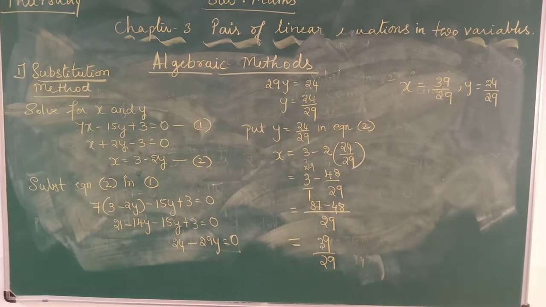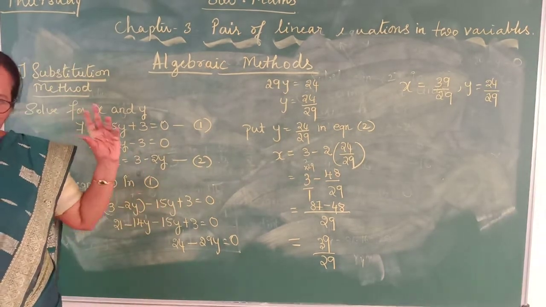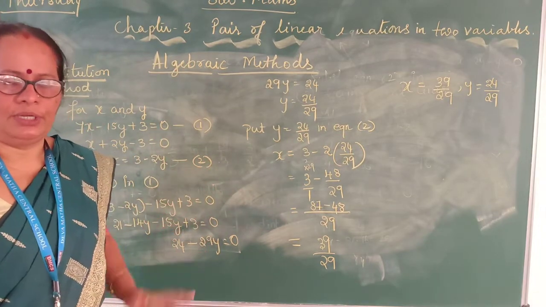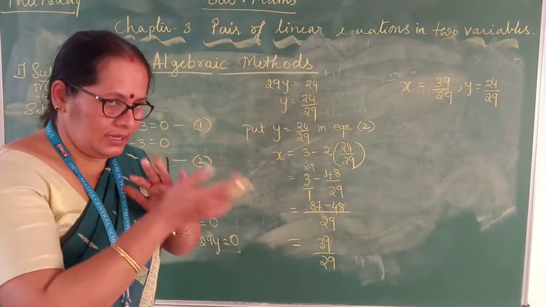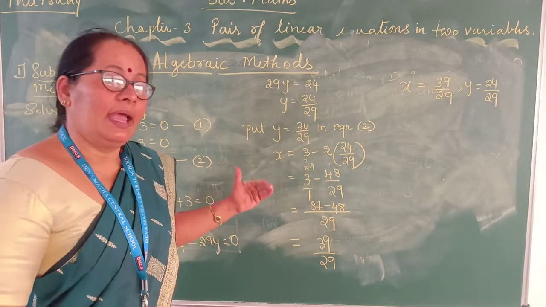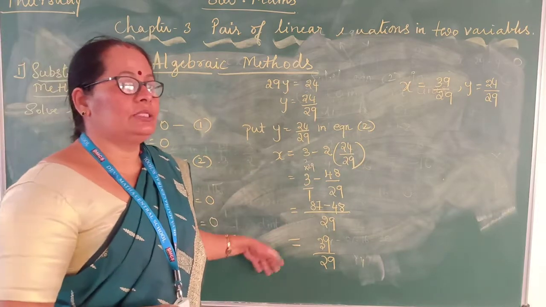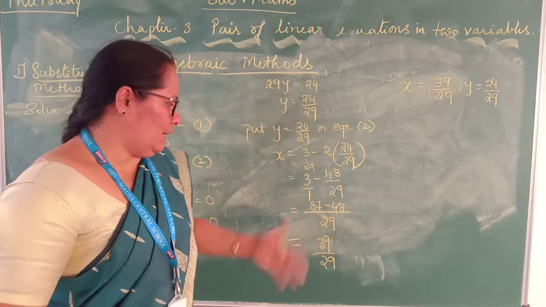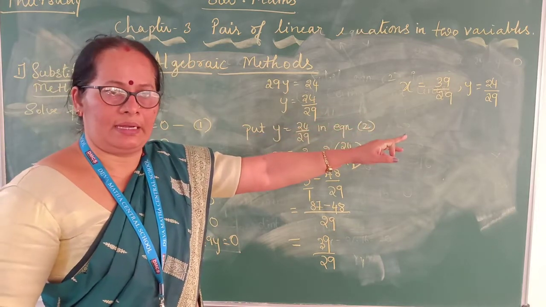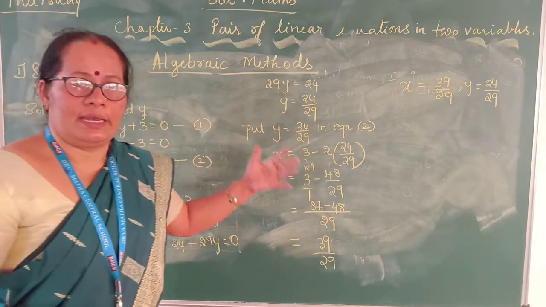So in the substitution method, once again a pair of equations will be given. Take any one equation and substitute it in the other equation, and simplify. So you will get the x and y values. After finding the x and y values, you can cross check your answers. Now we got x as 39 by 29 and y equals 24 by 29. You can cross check whether this answer is correct or wrong.